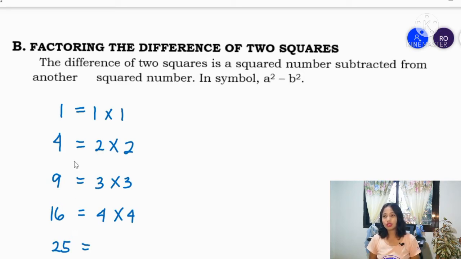When it comes to the variables, masasabi naman natin na ang variable ay perfect square kung ang kanyang exponent is an even number. For example, x raised to 2, 2 is an even number, or x raised to 4, x raised to 6. So kahit na anong variables, basta ang kanyang exponent ay even number, pwede natin maituring yan na perfect square.